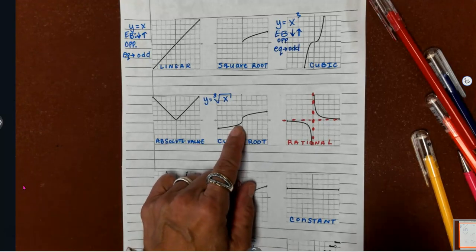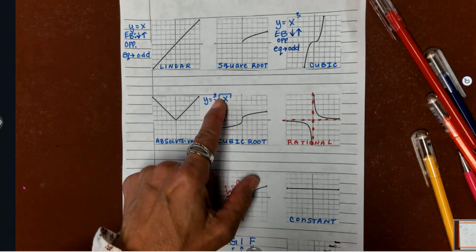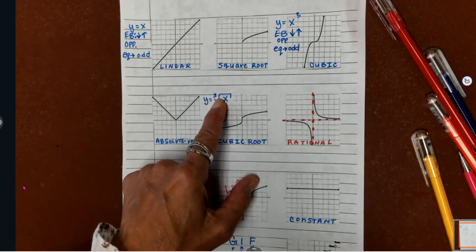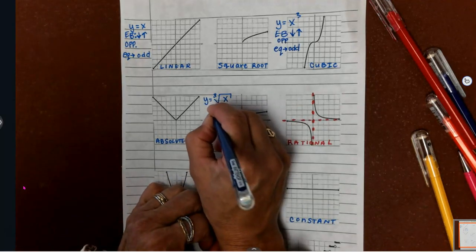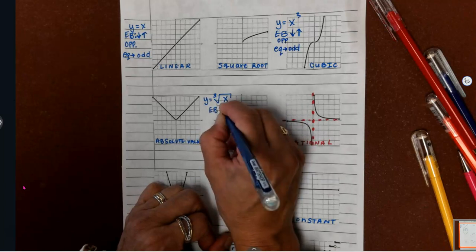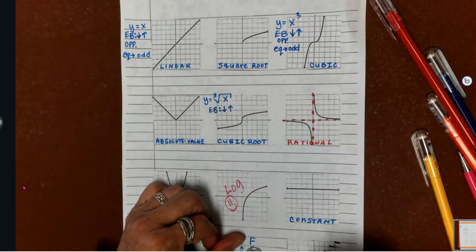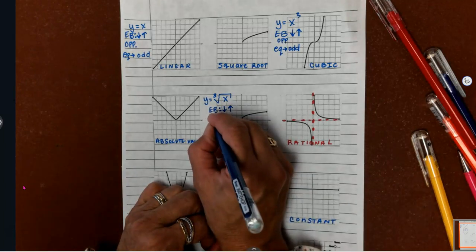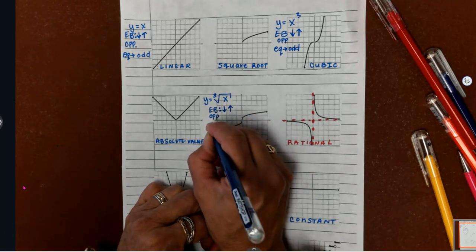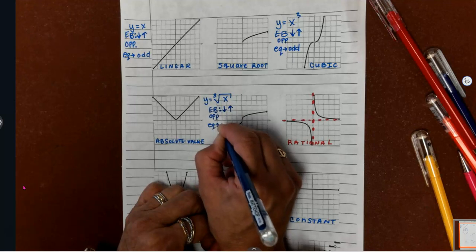Same with the cubic root. That root is odd. If that root is odd, then my end behavior is opposite. Down on the left, up on the right. So the end behavior is opposite because the equation is odd.